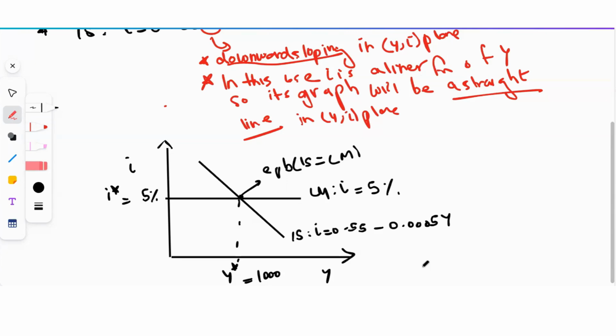So this way we can plot our IS-LM graphs. Now, instead of an upward sloping LM curve, we have a horizontal LM curve, because here we're not assuming that the central bank fixes the money supply, we're assuming the central bank fixes the interest rate.